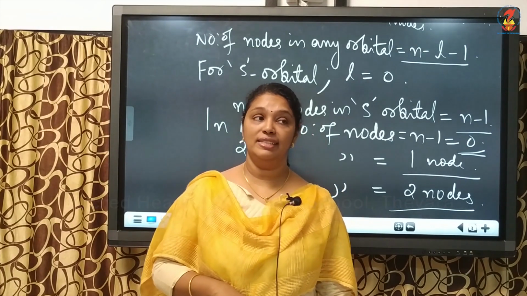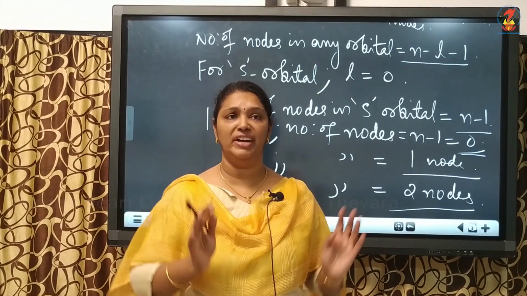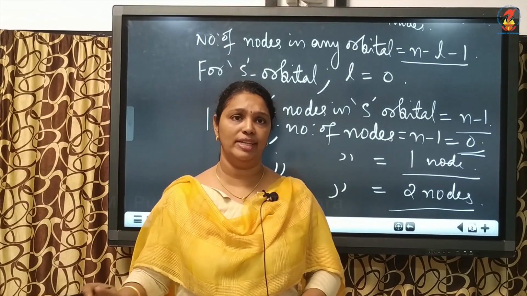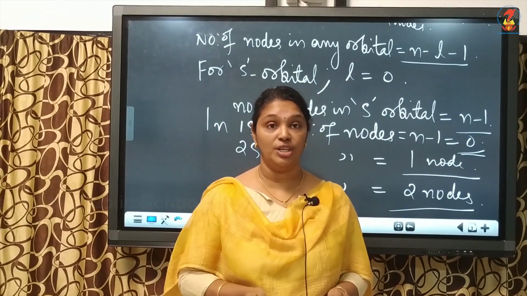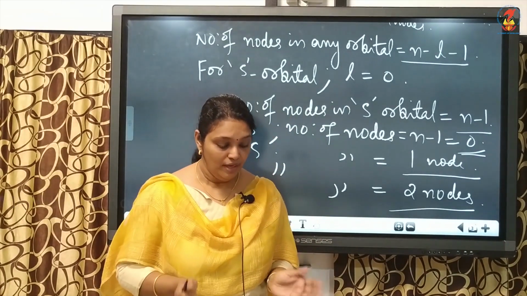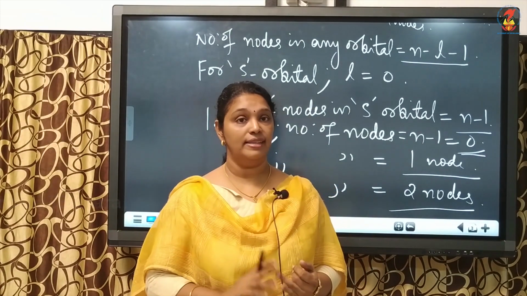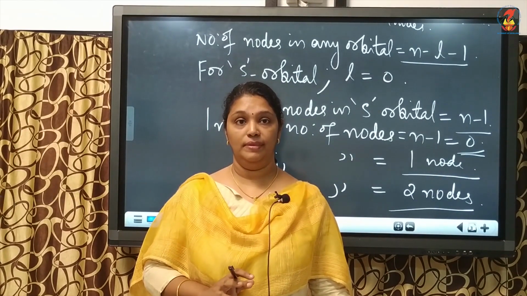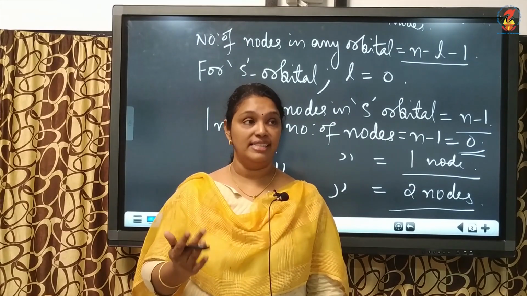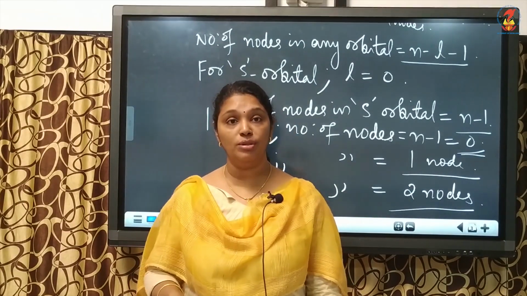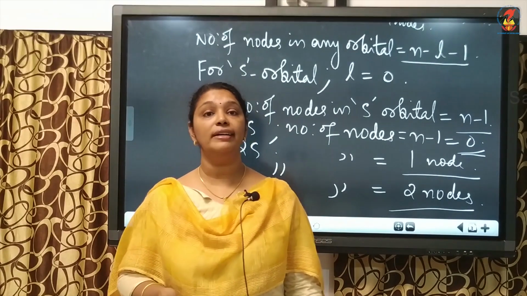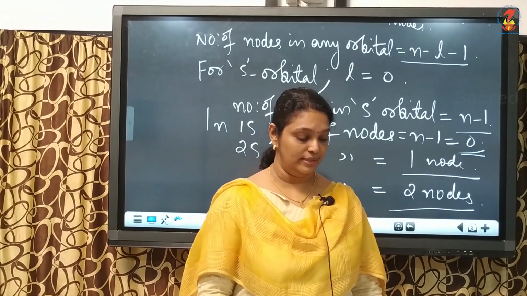Okay, thus we can say any s orbital, let it be 1s, 2s, 3s, 4s, 5s, they all have the same shape, that is spherical in shape. But they differ in the number of nodes, size and energy. And as n value increases, the number of nodes, size and energy of the orbital also increases.